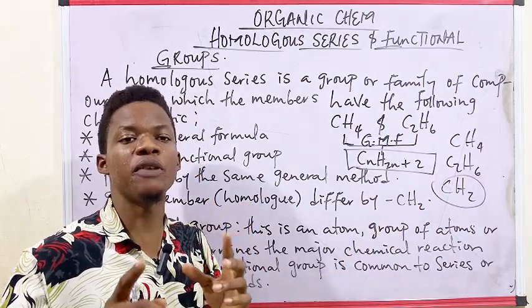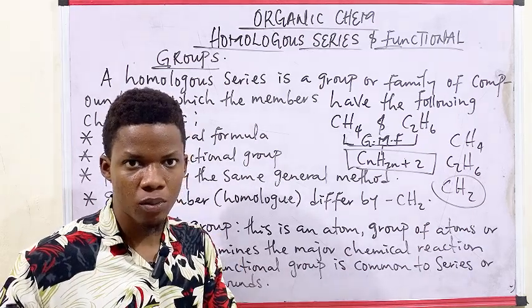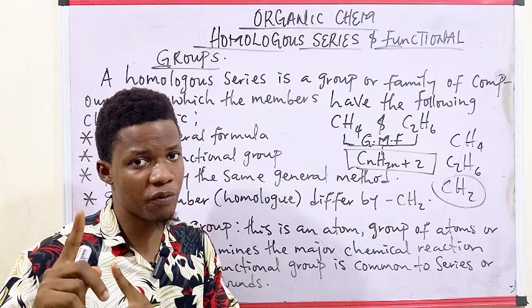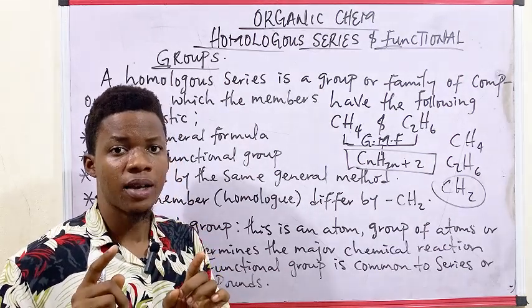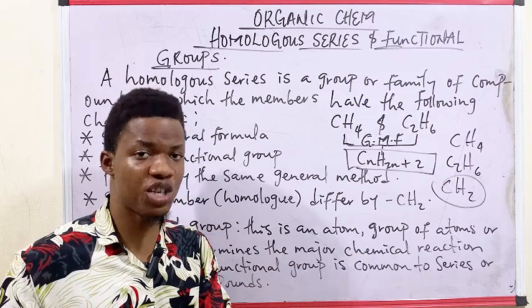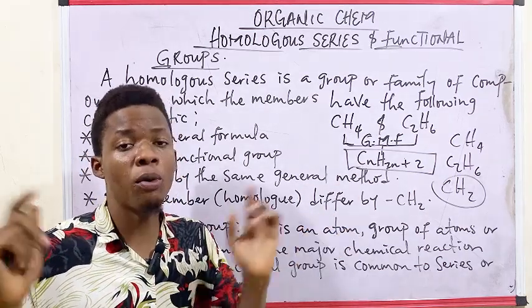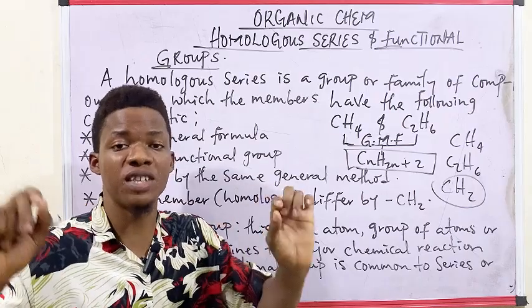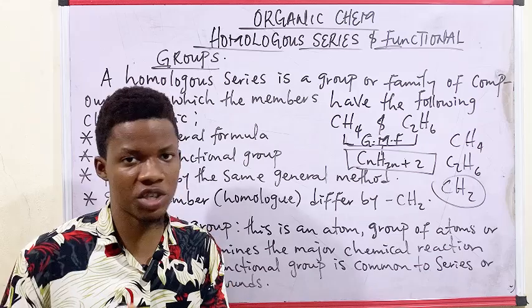So when they give you 2 compounds, and those 2 compounds have the same functional group, pay attention to that. They must have the same functional group. And then you discover that the 2 of them differ by a CH2. Sometimes they can make the CH2 difference large, but once you observe that both of them have the same functional group, just know that they are in the same homologous series.